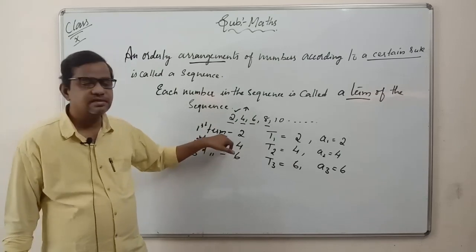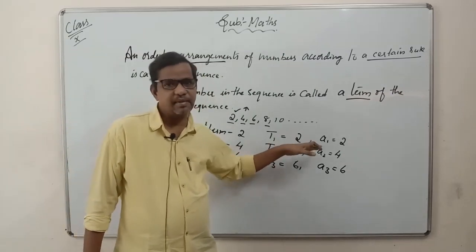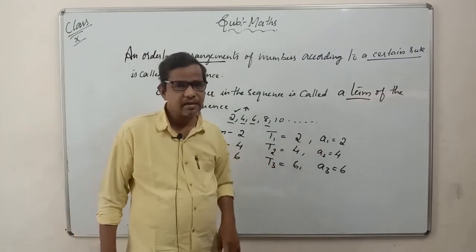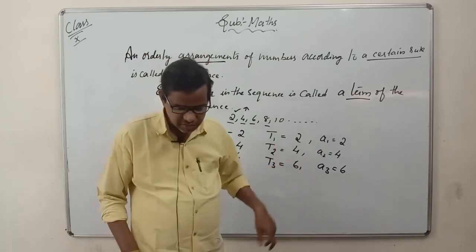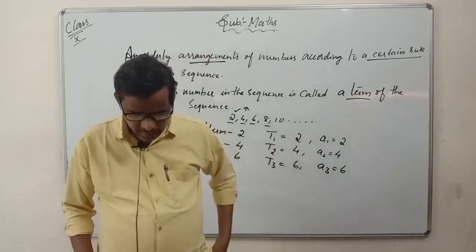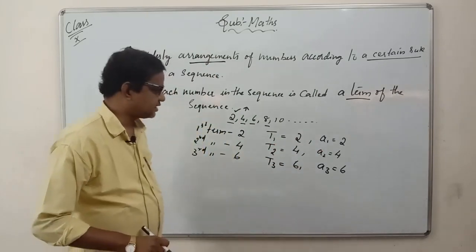So the first term is 2, the second term is 4, the third term is 6, or it may be represented as A1, A2, or A3 equals 6 here. So here, which will be the last term then?